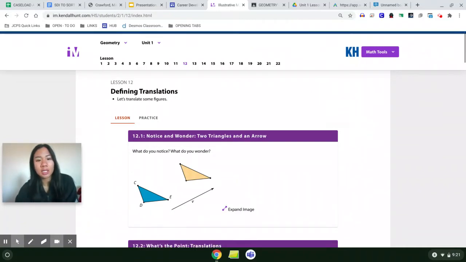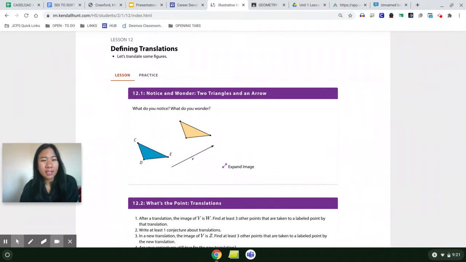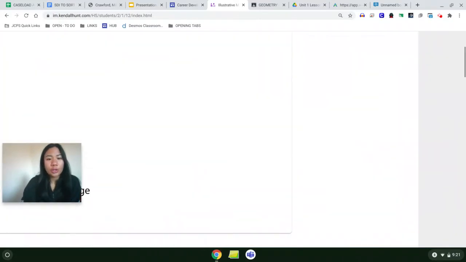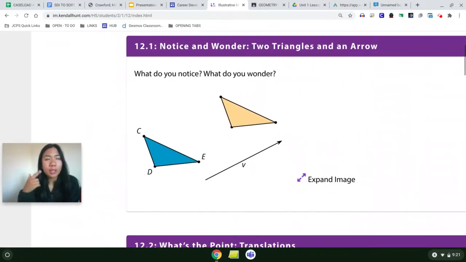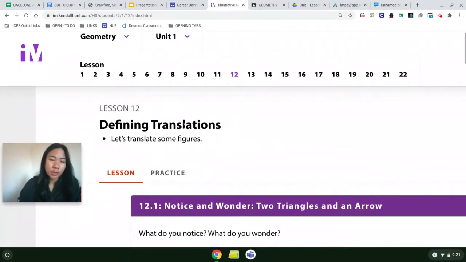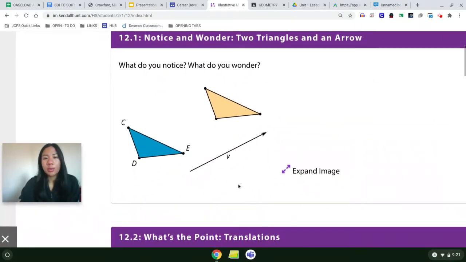So to jump right in, we are looking at the notice and wonders. Knowing that we're talking about transformations, and specifically translations, remember that for translations I want you to try to remember SL for slide, okay? For noticing and wondering, what do you notice? What do you wonder? Look at this a little bit, then take the time to pause the video and jot down some thoughts. What are you seeing?